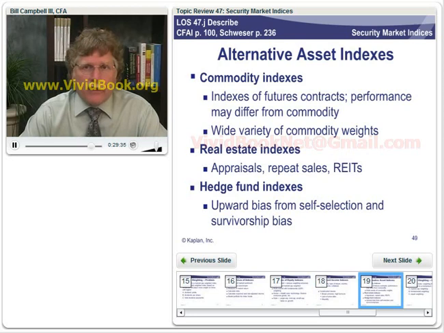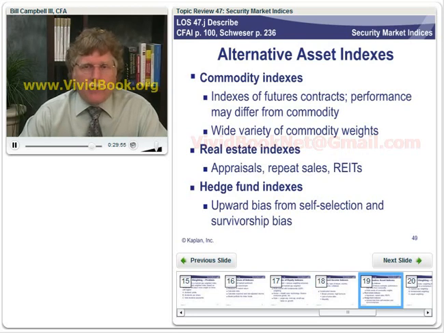Now we have indices for alternative assets. We already talked about equity indices. We already talked about bond indices. Now we have indices for commodities. Generally, these are indices for futures contracts on commodities, not indices for holding the commodity itself.